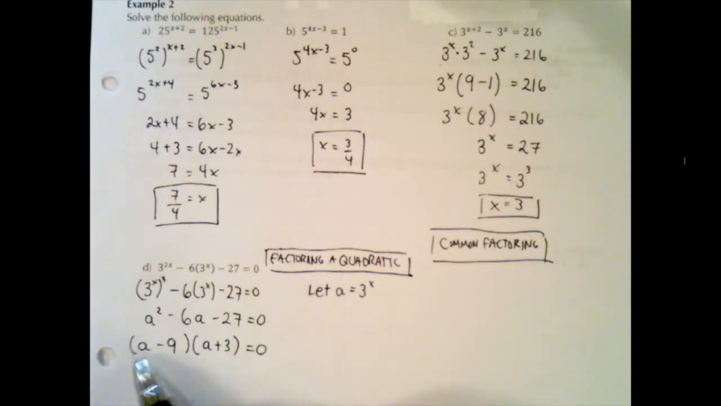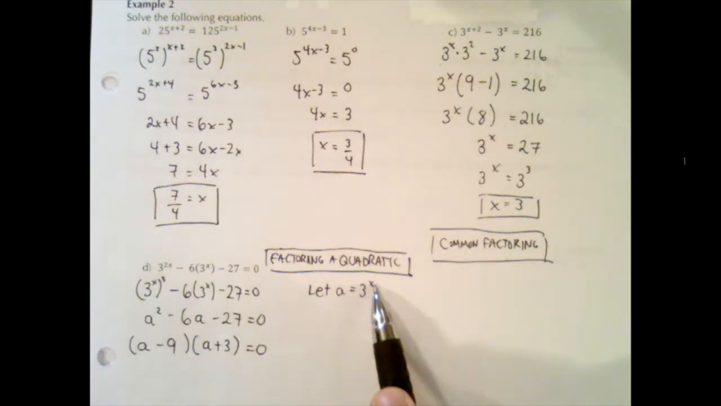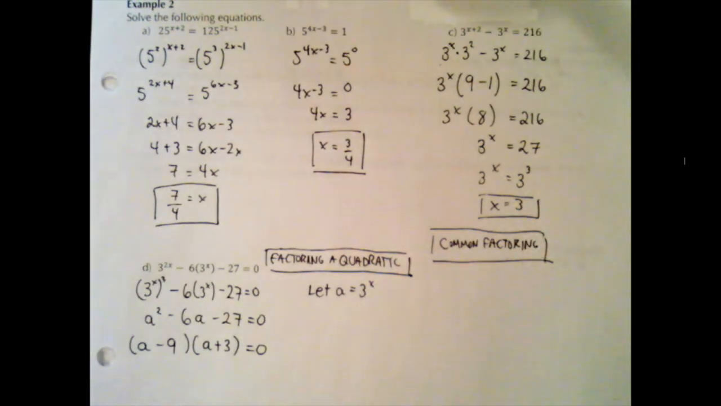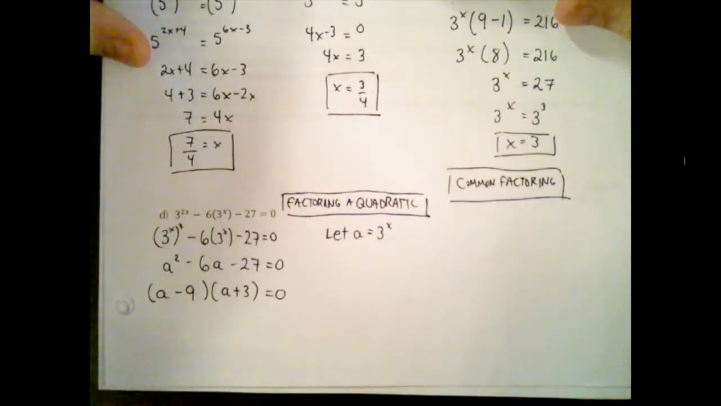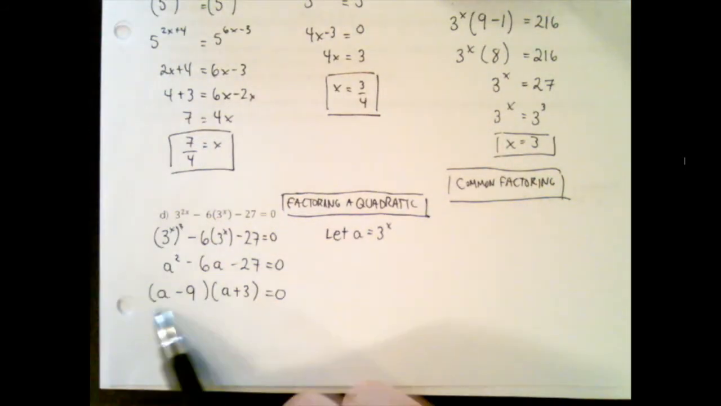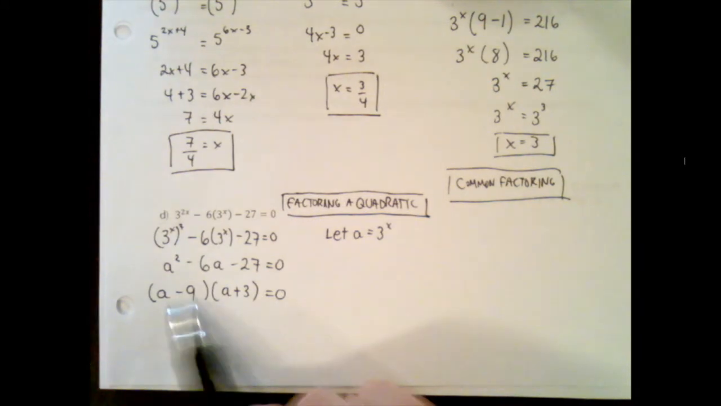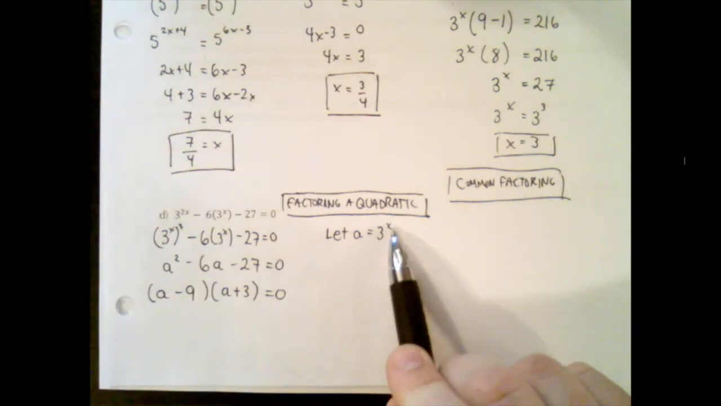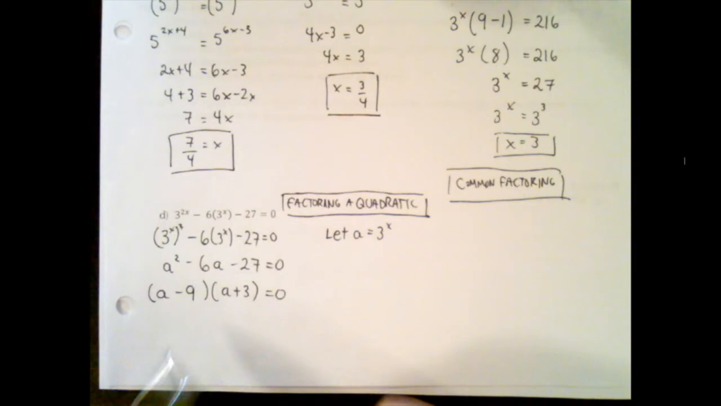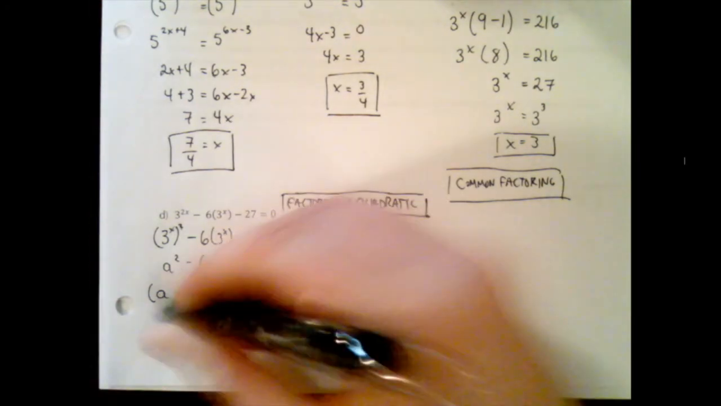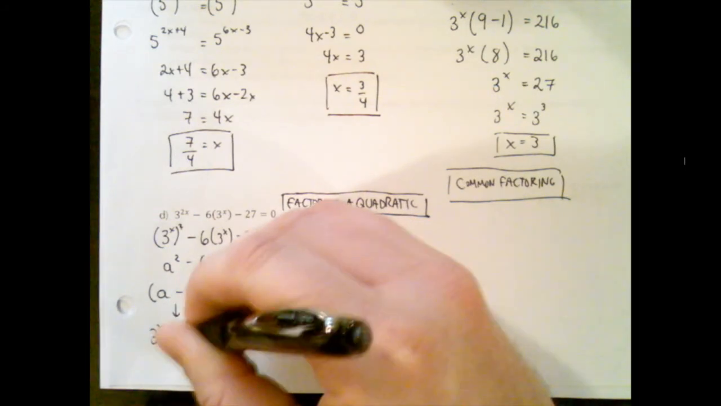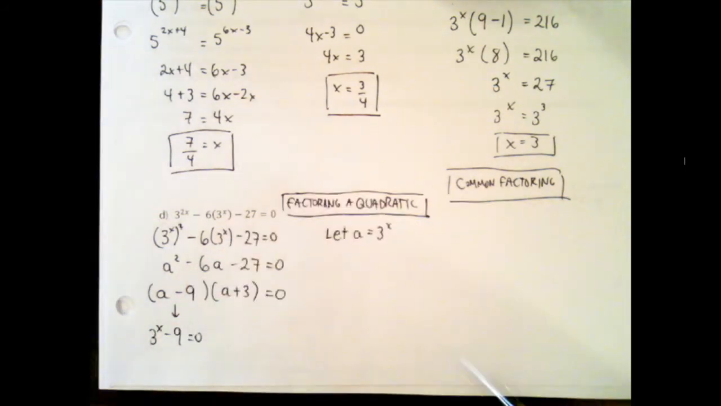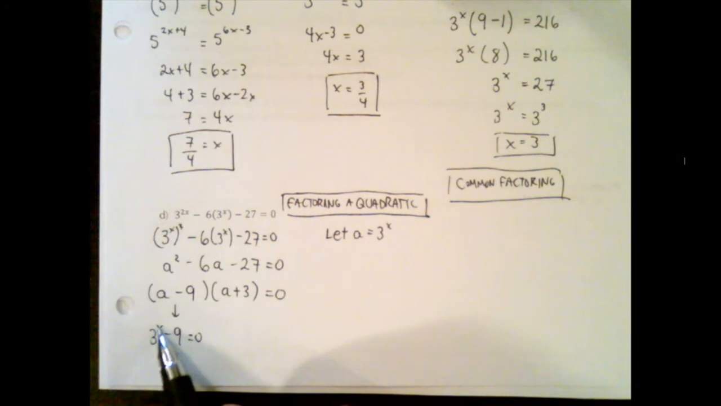But what is a? A is 3 to the exponent x. So if we look at these two brackets again, it's not a minus 9. Well, it is a minus 9, but it's actually 3 to the exponent x minus 9. And we want to make that equal 0. So I'm going to rewrite this as 3 to the exponent x minus 9 equals 0. So we want to figure out what x value, if we raise 3 to it, gives us 9, because 9 minus 9 would be 0.